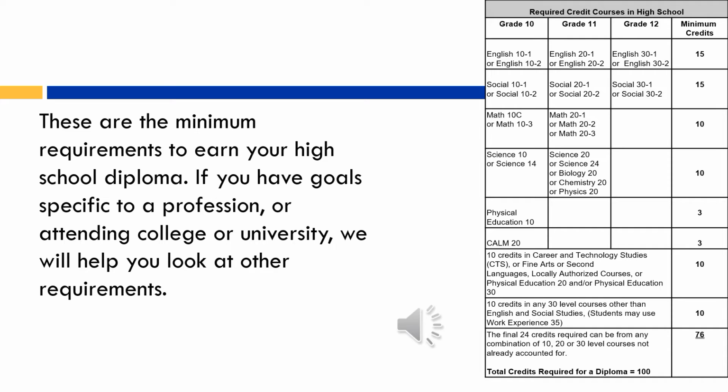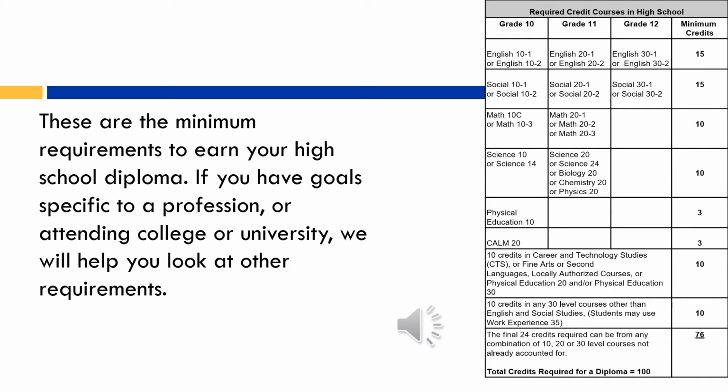Looking then at the specific requirements for high school graduation, there's a chart here that we'll go through together. As we mentioned earlier, you will need a 30 level English and social class at the -1 or -2 level, and the classes that lead up to that. At the math and science courses, you will need a 20 level. So for math, either 20-1, 20-2, or 20-3. For science, you're going to need a 20 level science as well. And so offered here on campus, we have bio, chemistry, and physics at the 20 level. And we would typically offer science 24 as a distance learning class.